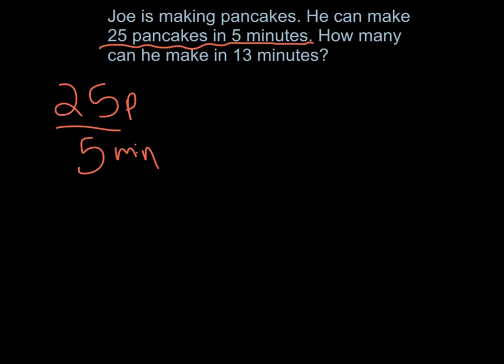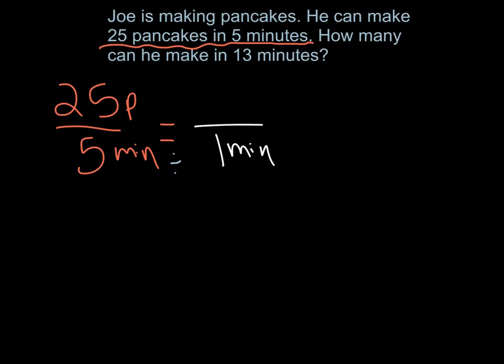Again, labeling helps you to stay organized. And minutes goes on the bottom because it is time. Okay? We want to know how many he can make in 13 minutes. Now, here we run into a problem. We cannot get from 5 to 13. So what we can do is figure out our unit rate and then use the unit rate to solve the problem. So on the bottom of our unit rate, we want 1 minute. So we want to know how many pancakes Joe can make in 1 minute.